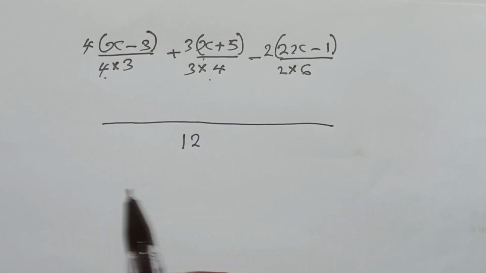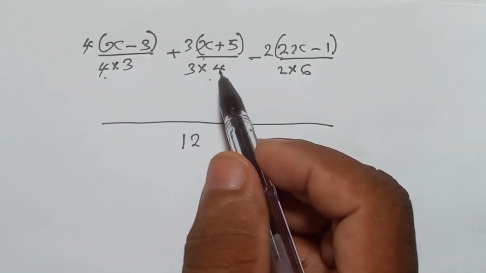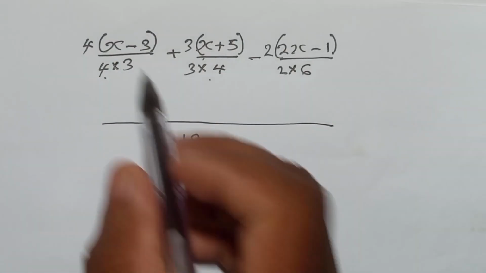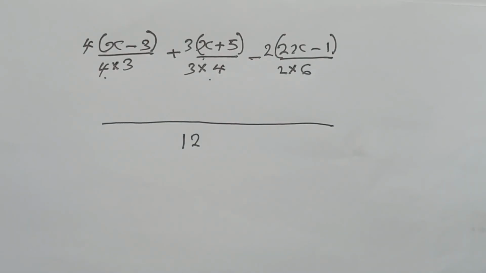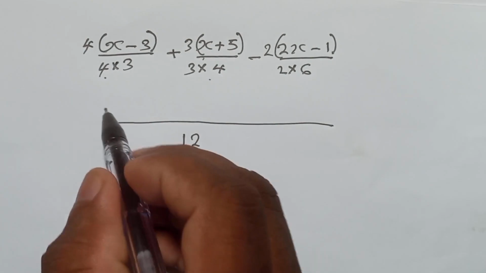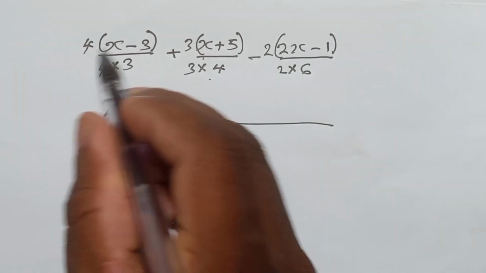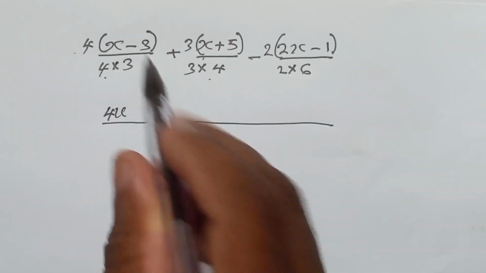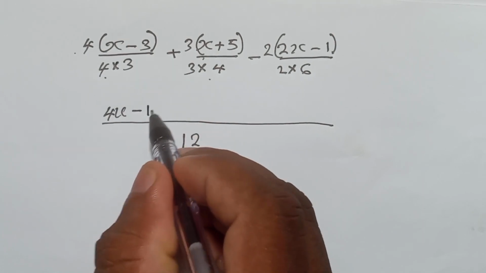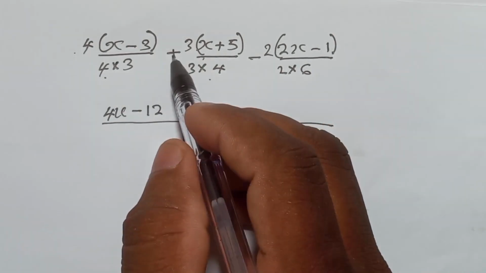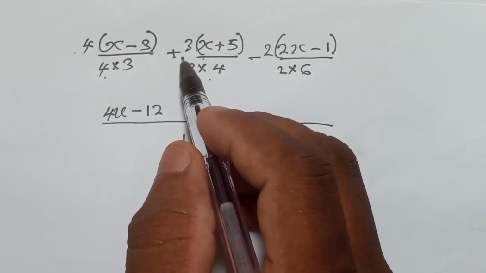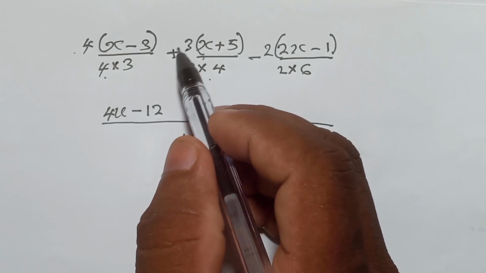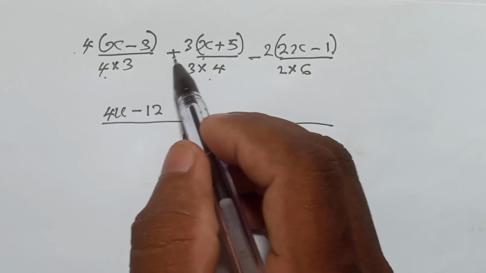Now I will multiply the numerator. When you have plus or minus between fractions, we need to make the same denominator, and then do the multiplication in the numerator. 4 into x, 4x. 4 into minus 3, plus into minus is minus, 4 into 3, 12. Then plus 3, here the sign belongs to this number. That's what you have to do here.